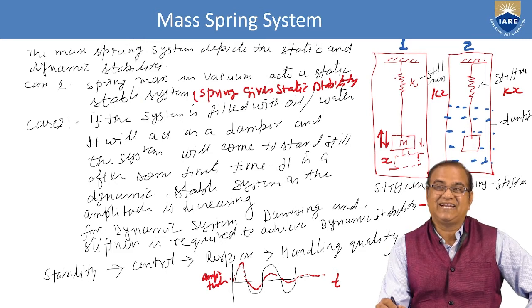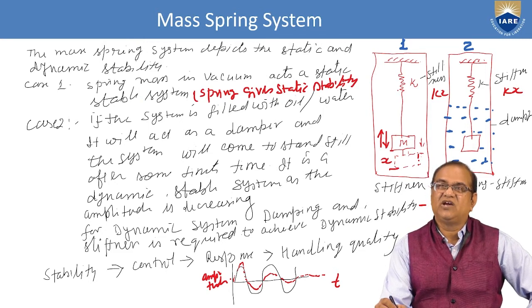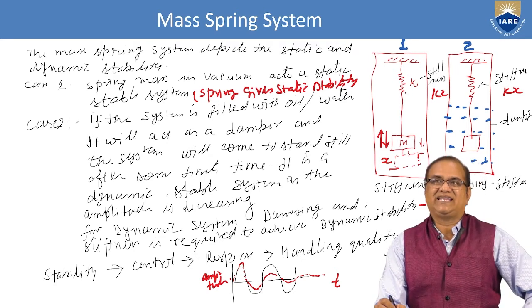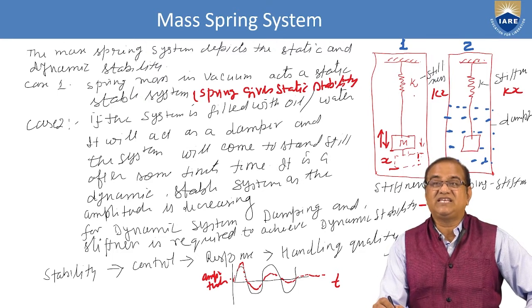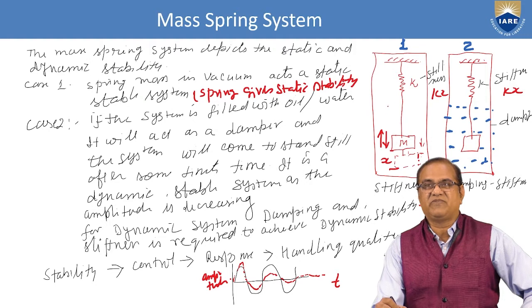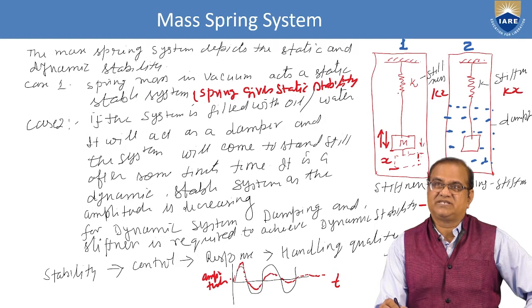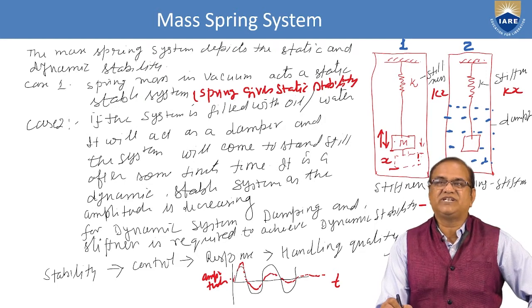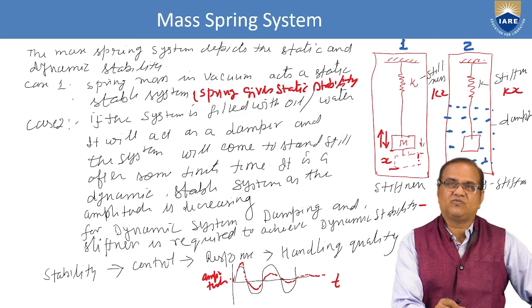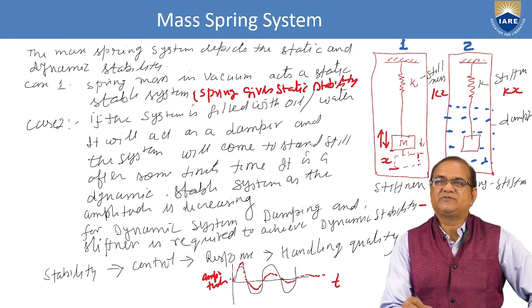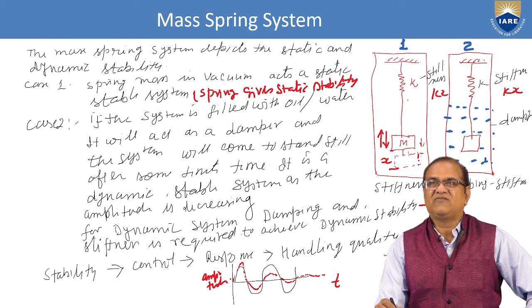So here we can say that the aircraft's horizontal tail, which we put behind the fuselage at the end of the fuselage, acts as a spring and gives the stiffness, and this stiffness is trying to revert the position to its equilibrium. Because it is in a vacuum, it will continue vibrating, but the tendency is always to come to its equilibrium position. So here in case 1, the spring mass in vacuum acts as a static stable system. The spring gives static stability.